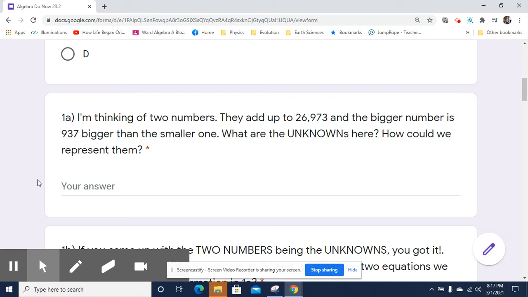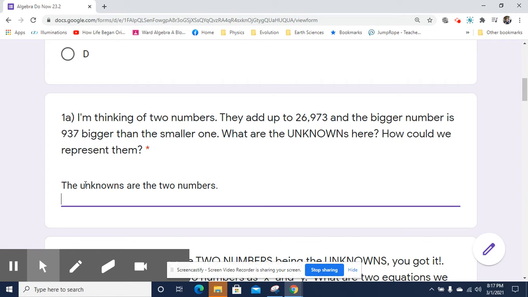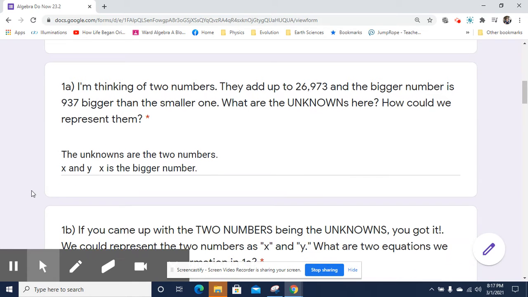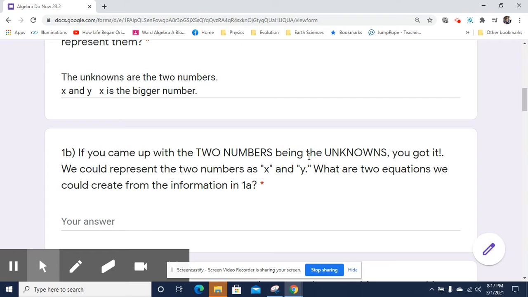What are the unknowns here? How could we represent them? Well, if they're unknowns, then the unknowns are simply the two numbers. And we could represent them by x and y. I'm going to make a choice to say x is the bigger number, because that will allow me to arrange my equations nicely. So if we came up with two numbers being the unknowns, you got it. We could represent them as x and y.